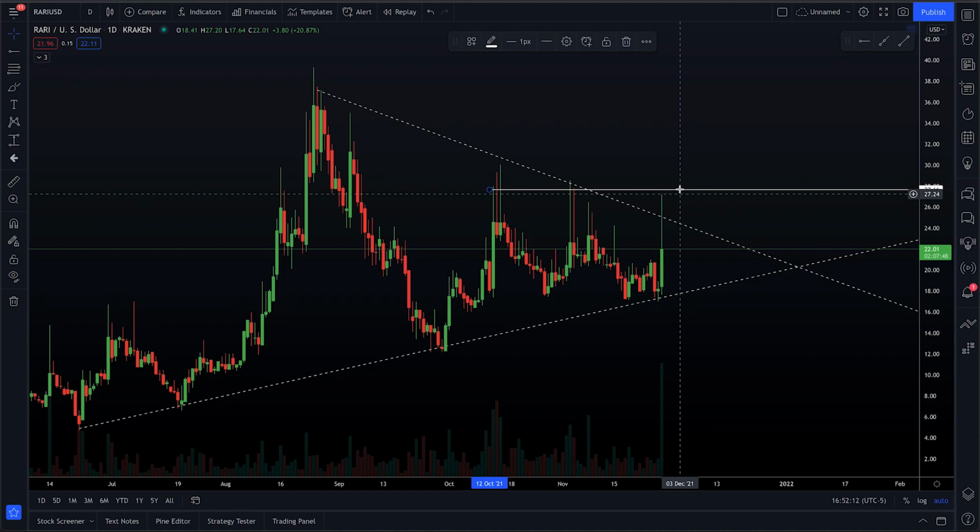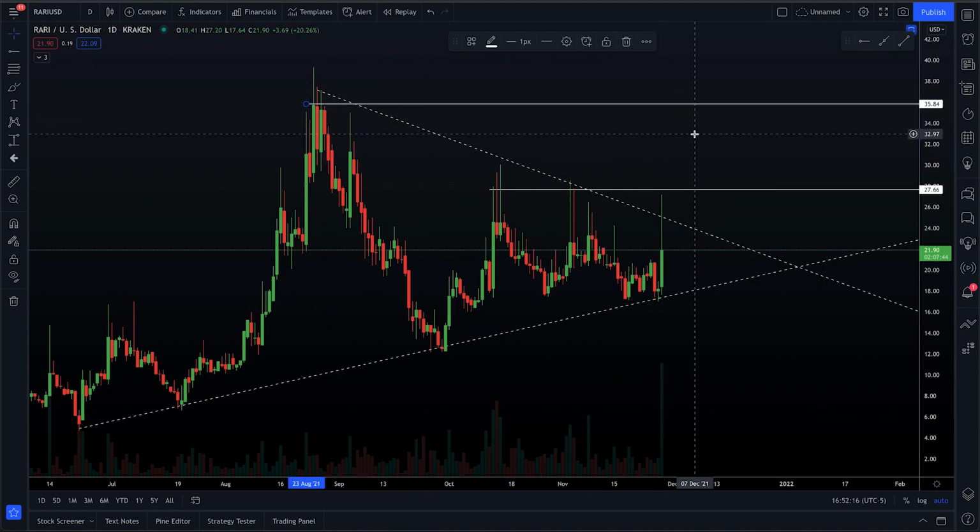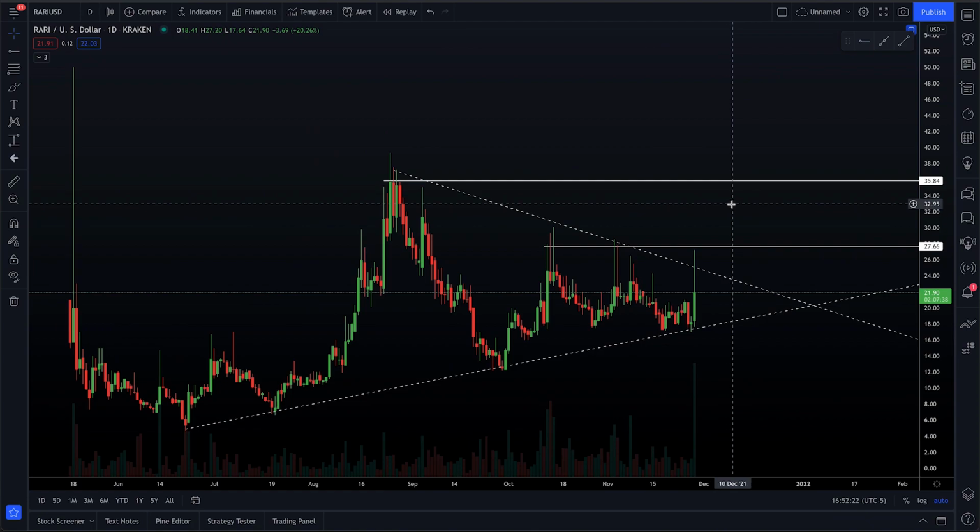If we can take it out, what would be the target? Quite simply put, the top end of the range here, closer to about 35.85, call it 36 for round numbers' sake. The other thing you can do now that we have a pattern in play would sort of be to project where this pattern would take us on a true breakout.